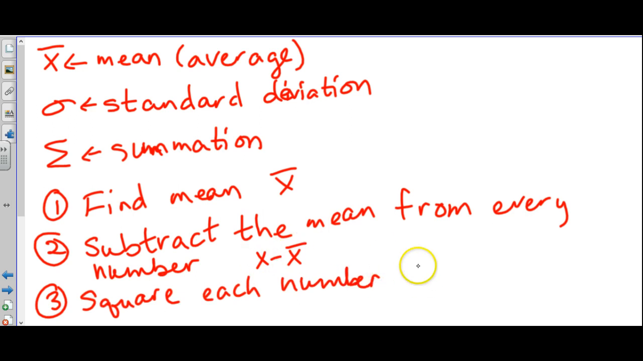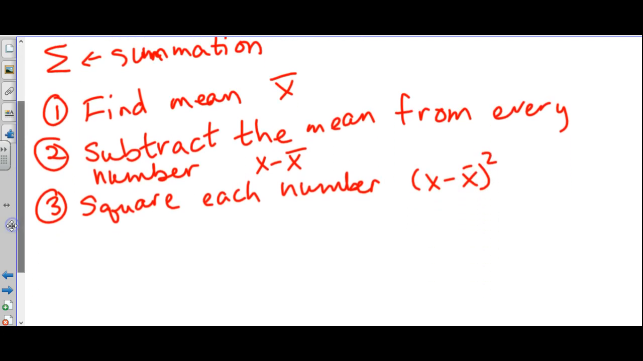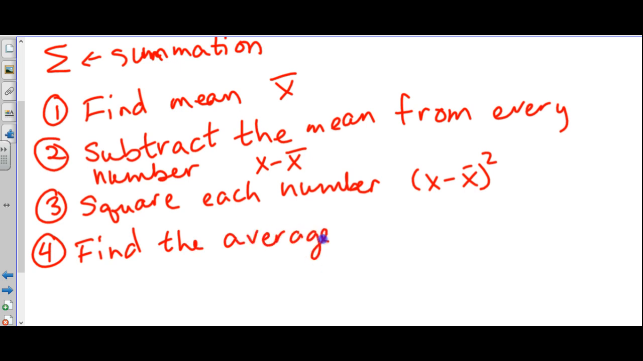So we've done x minus x. Now we're going to square the x minus the mean of x. Fourth, you're going to find the average of all the numbers you found in step 3.